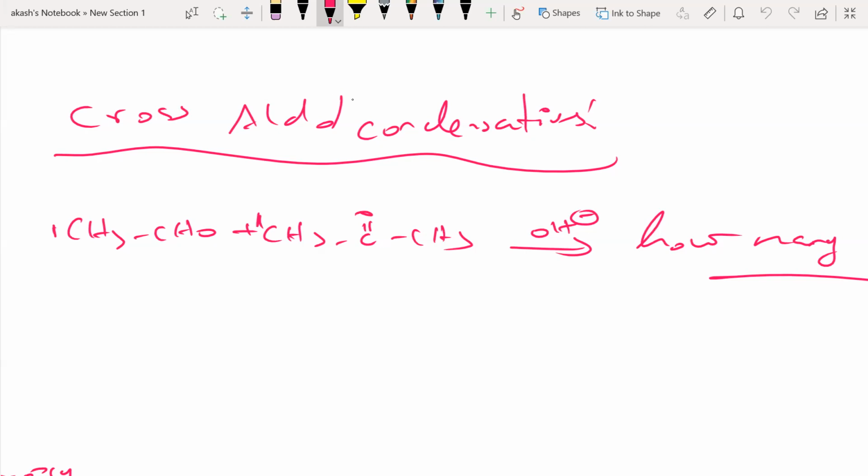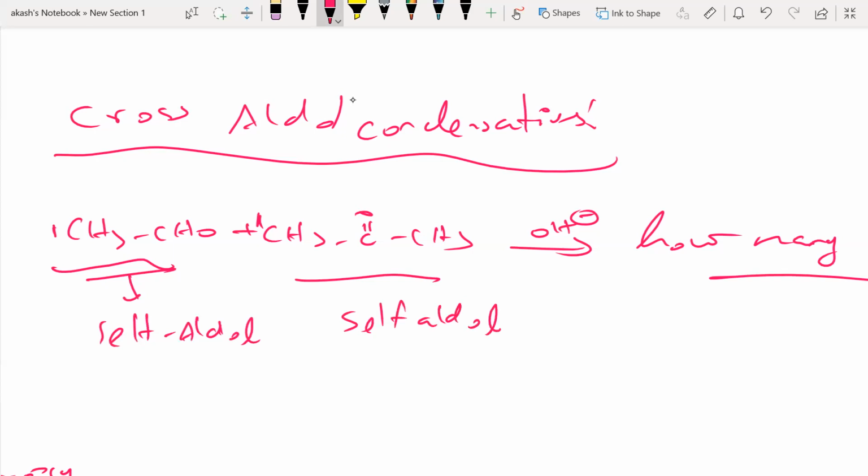Okay, right, people. So you understand that I can have self-aldol of this. What do you mean by self-aldol? This molecule reacting with this molecule itself, right? Second, self-aldol of this only. That is this molecule reacting with this molecule itself, right? Or I can have cross-aldol in 2 possible ways. One, alpha hydrogen removed from this, right? And the carbon anion attacking this one. Or alpha hydrogen removed from this and attacking this one. Right? So there can be 2 self-aldols and 2 cross-aldol reactions.